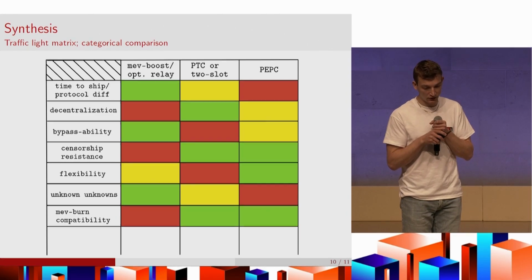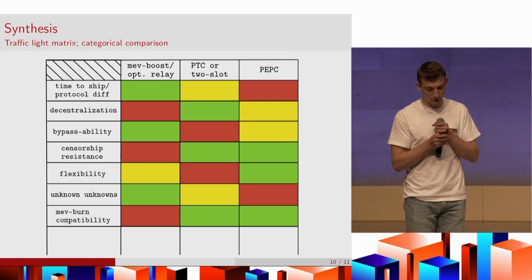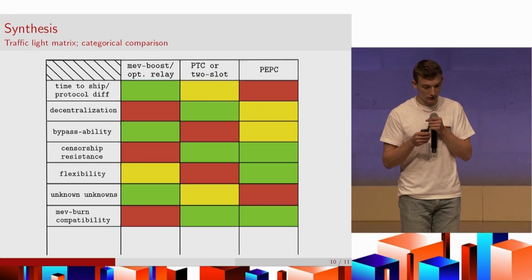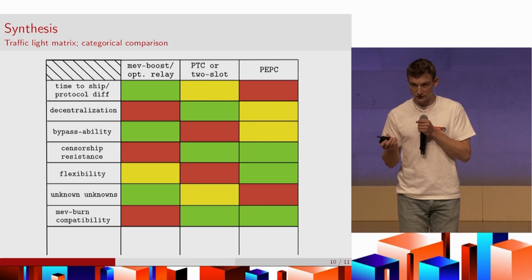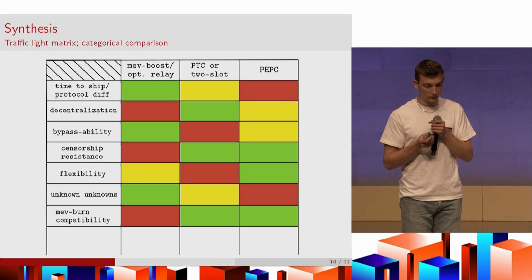Lastly, MEV-burn compatibility. This is something that I mentioned in the heart diagram, but the idea here is that in order to do MEV-burn, you need one of the enshrined versions. So you can't use the relays as existing today. You need to do either PTC or PEP-C.